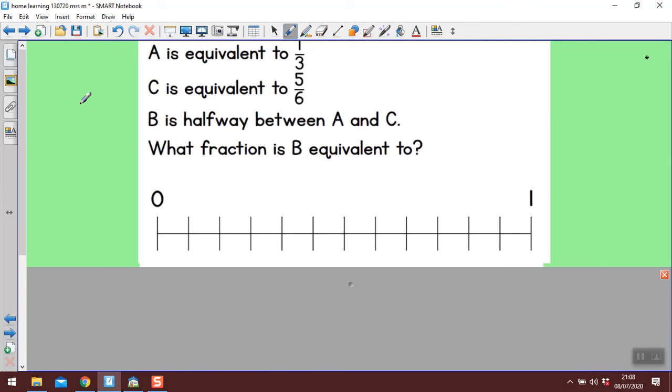This is now your last slide of the day. A is equivalent to 1/3. C is equivalent to 5/6. B is halfway between A and C. So what is the value of B? What fraction is B equivalent to? Could you draw a number line that's split up into thirds between 0 and 1, a number line that's split into sixths between 0 and 1, find a third, find 5/6, and see what's in between them. B is halfway between them. Pause the video while you try to solve it.